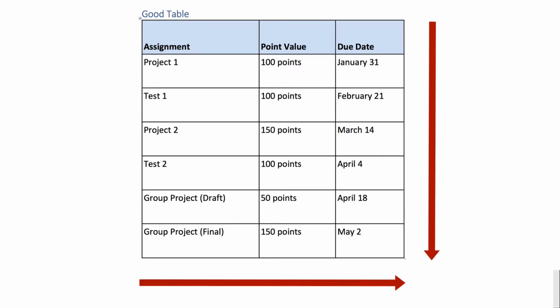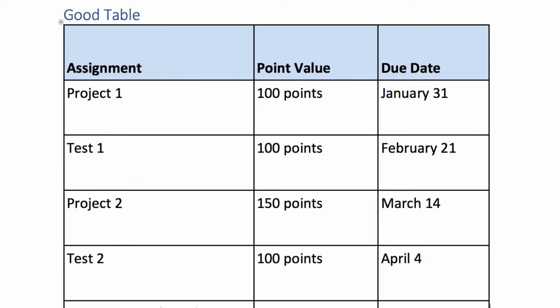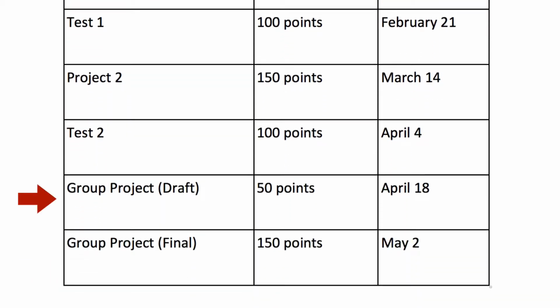Heading Level 2 Good Table Assignment, point value, due date, project 1, 100 points, January 31st, test 1, 100 points, February 21st, project 2, 150 points, March 14th, test 2, 100 points, April 4th. Group project left parent draft right parent 50 points, April 18th. Group project left parent final right parent 150 points, May 2nd.